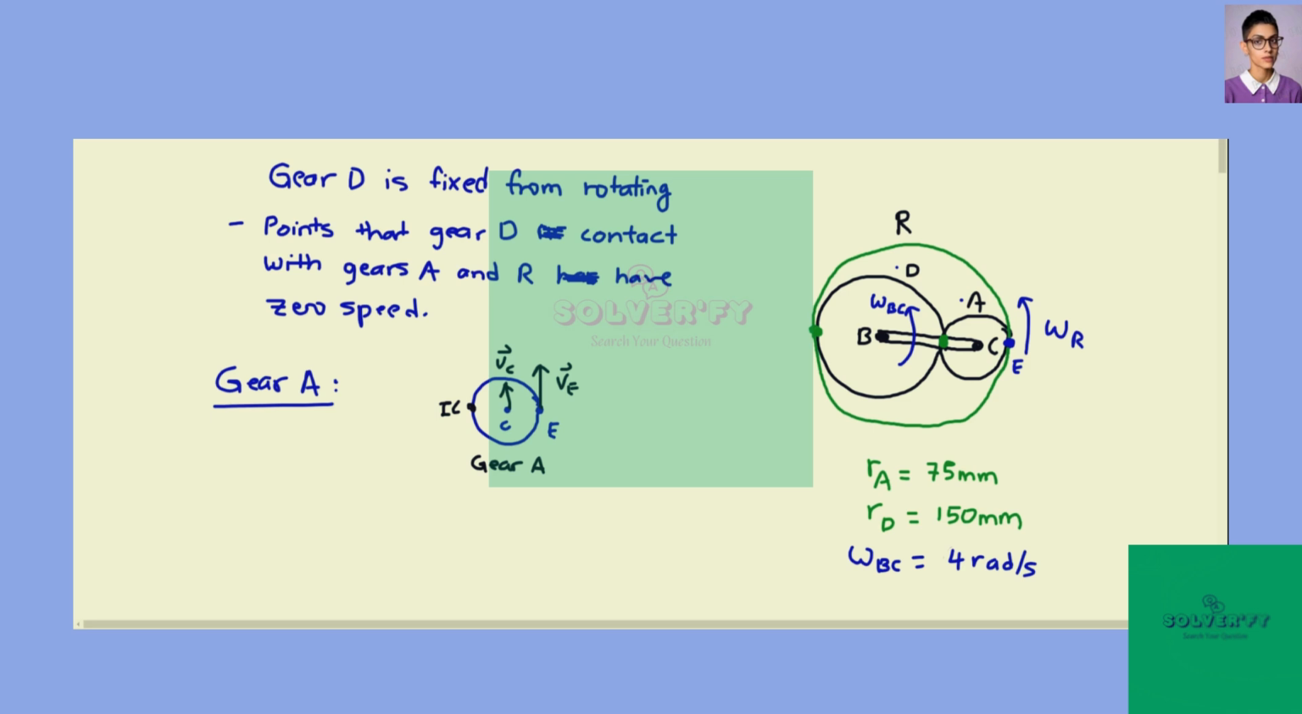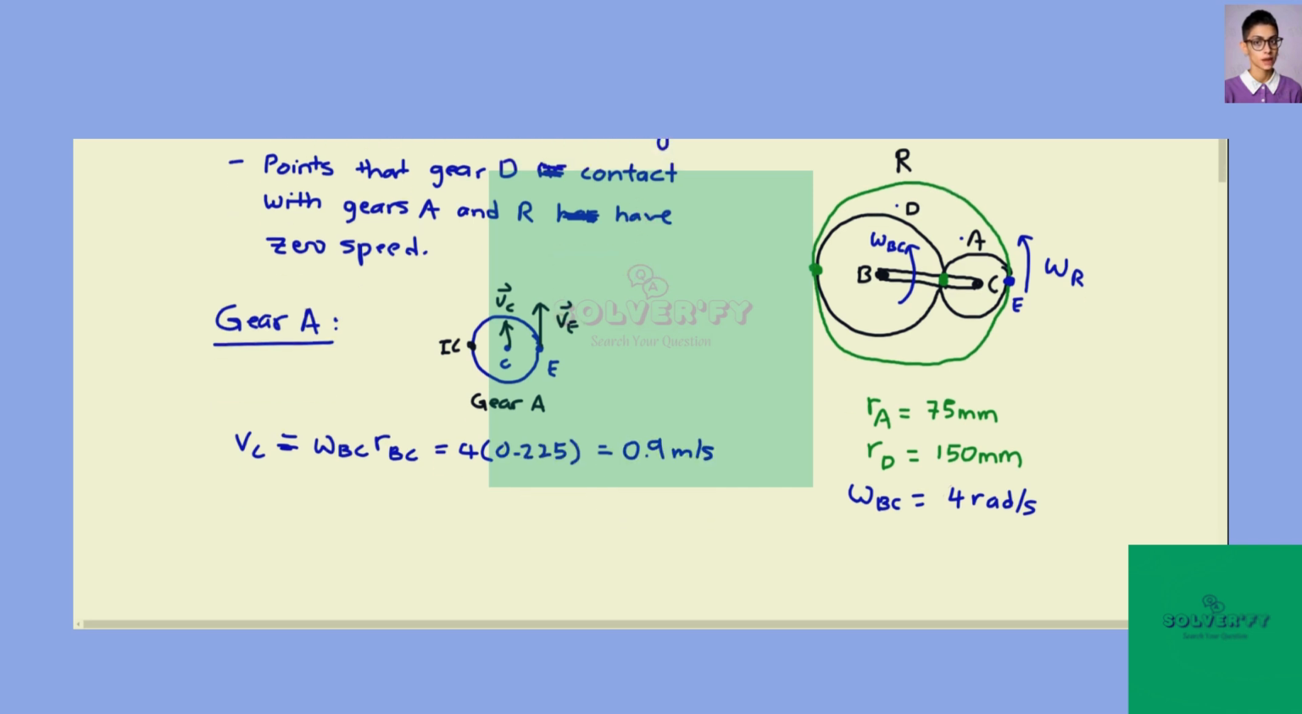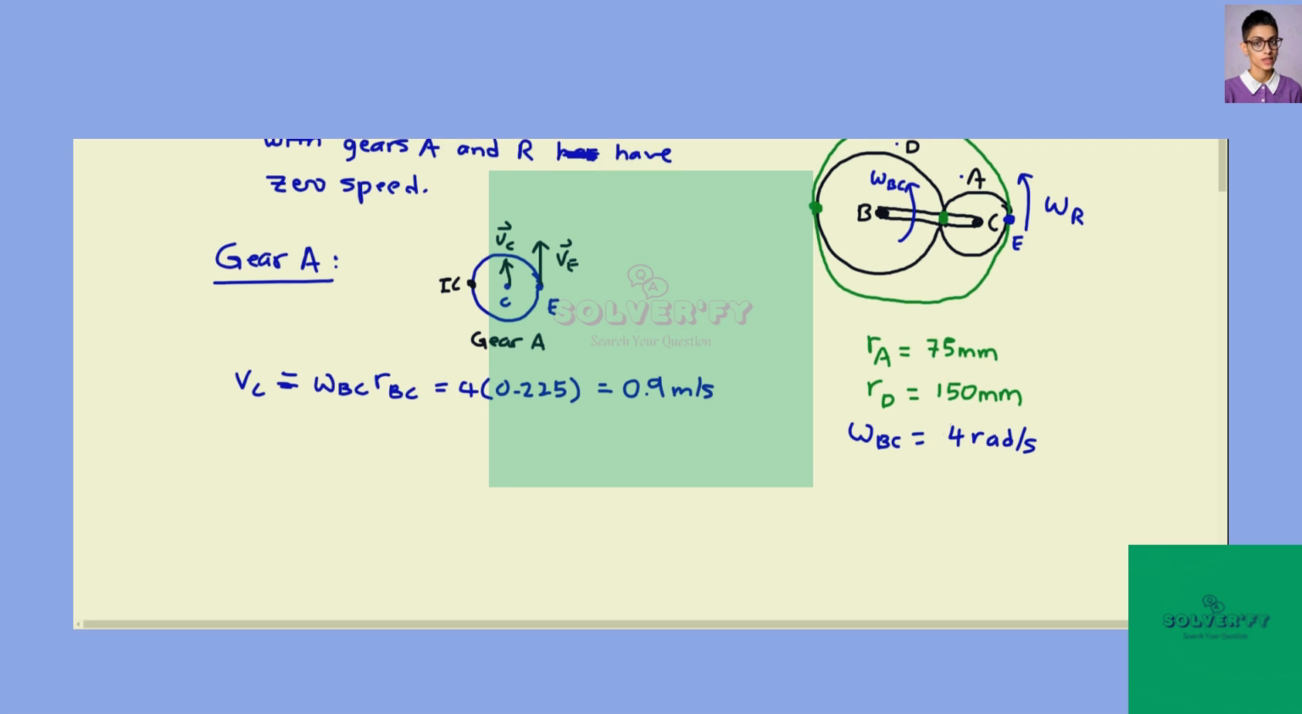Right, so we can calculate VC. VC is equal to omega BC times RBC, so this is equal to 4 times 0.225 meters. So we get 0.9 meters per second. Then VE will be twice VC, if you calculate from the IC, so this is 1.8 meters per second.